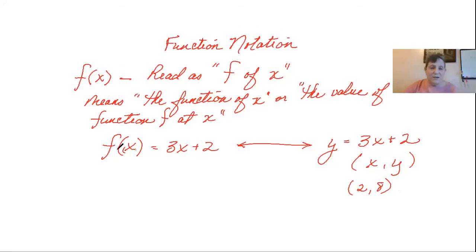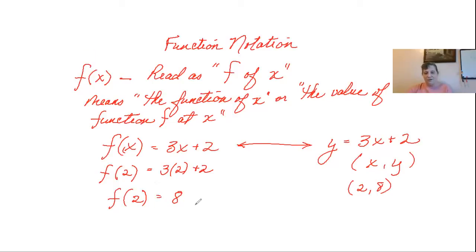Here, I can specify what I'm plugging in by saying f of 2. I replace the x with the 2, equals 3 times 2 plus 2. So f of 2 equals 8. So this means that when x is 2, the y value is 8. It still means this function contains the point (2, 8).